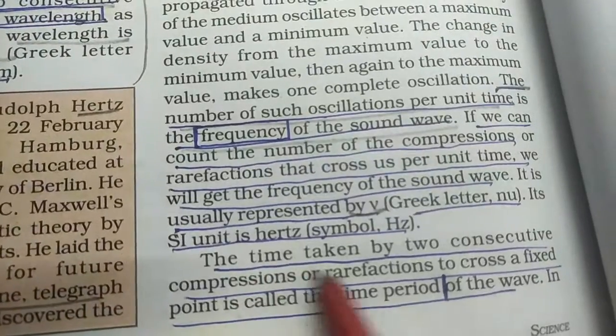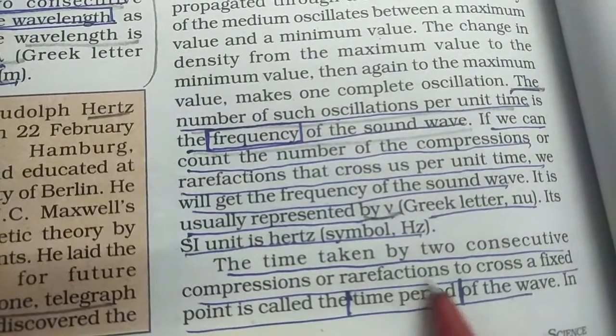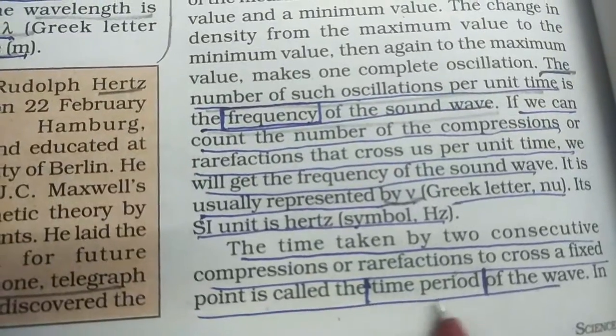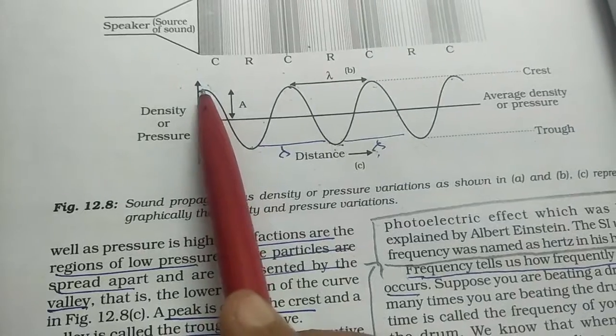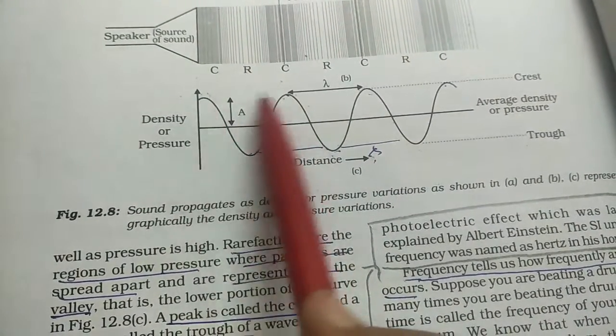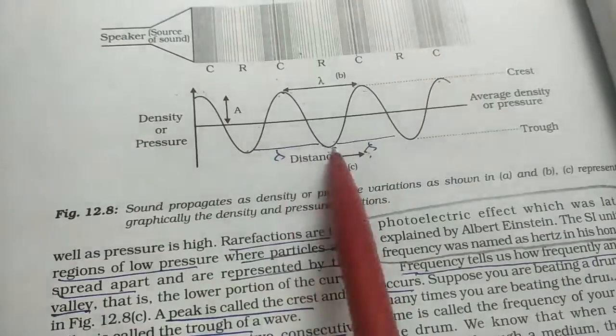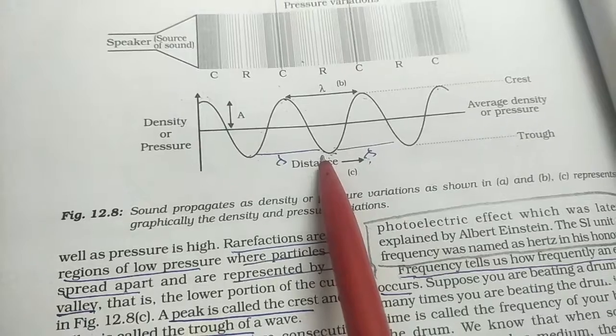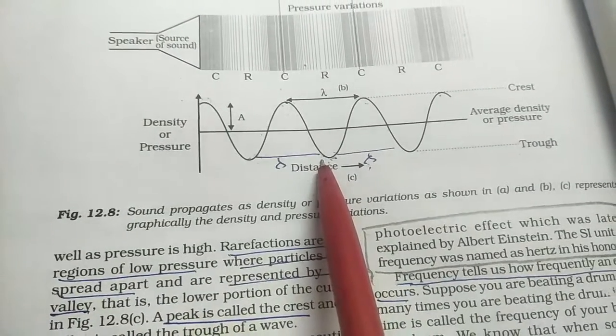Now the time taken by two consecutive compressions or rarefactions across a fixed point is called the time period. That means between two consecutive rarefactions or compressions. So this is two consecutive compressions, this is two consecutive rarefactions. The time taken from here to here, or here to here, is your time period.